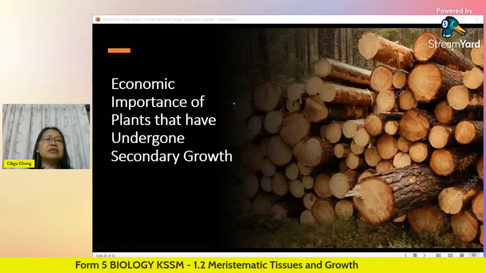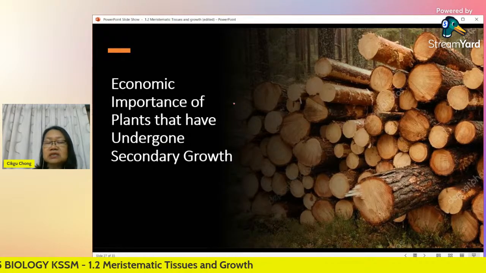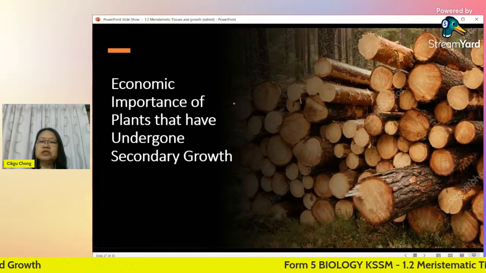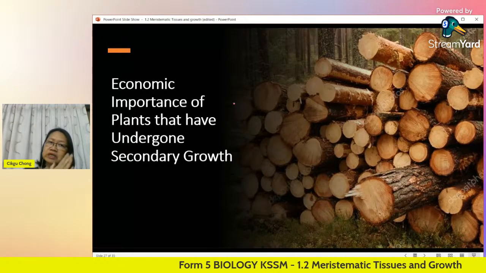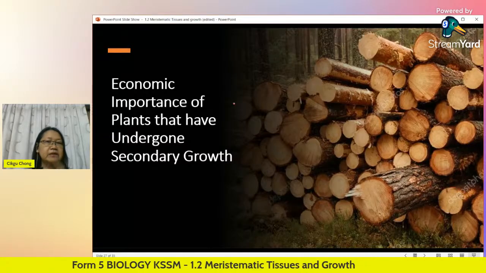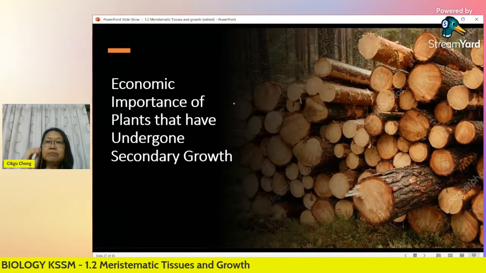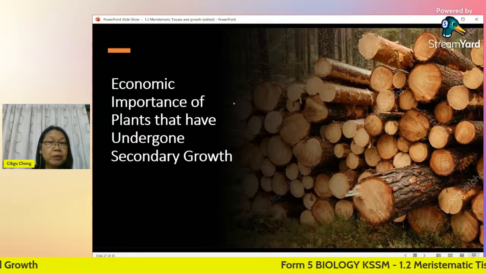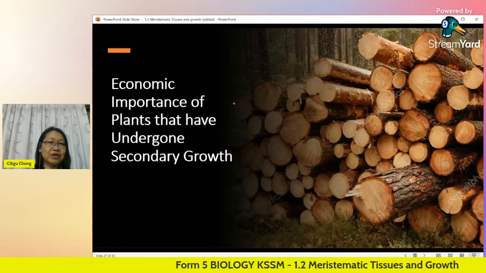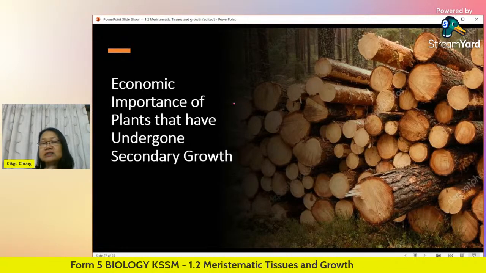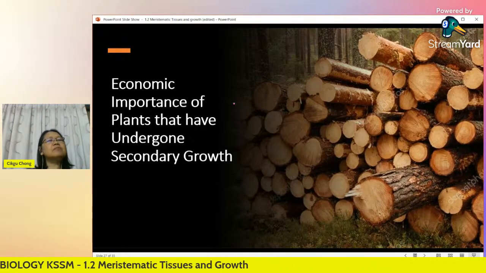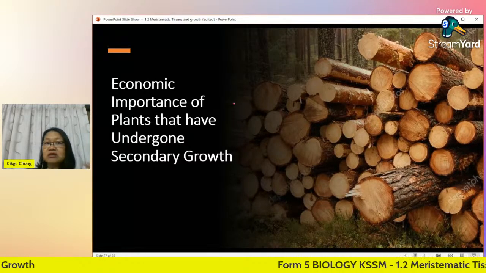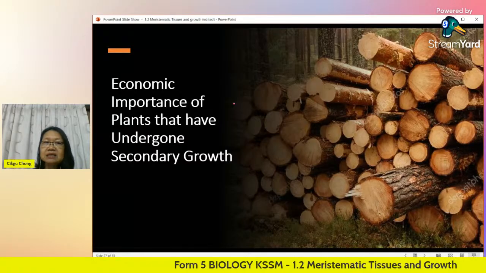The last part here is the economic importance of plants that have undergone secondary growth. Now, this part, a lot of students will always answer wrongly. When you see the words economic importance of plants, it's not to the plant. The importance here is in terms of monetary gain. How is it important to humans that we have wood? So when you answer, it is not to provide support for the plant. Wrong, because economic is in terms of money, in terms of cash.